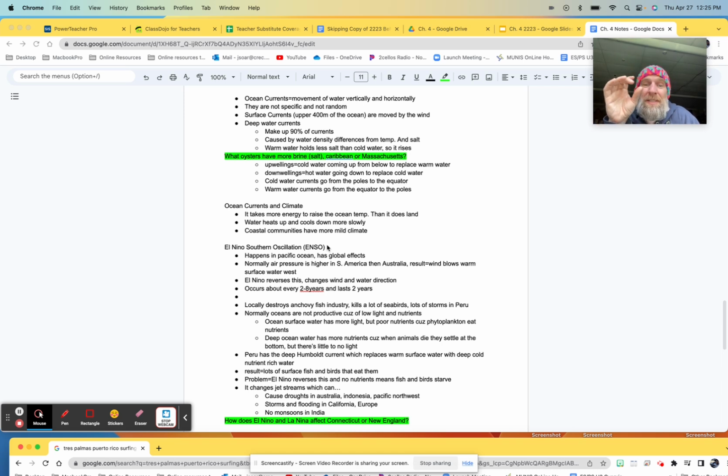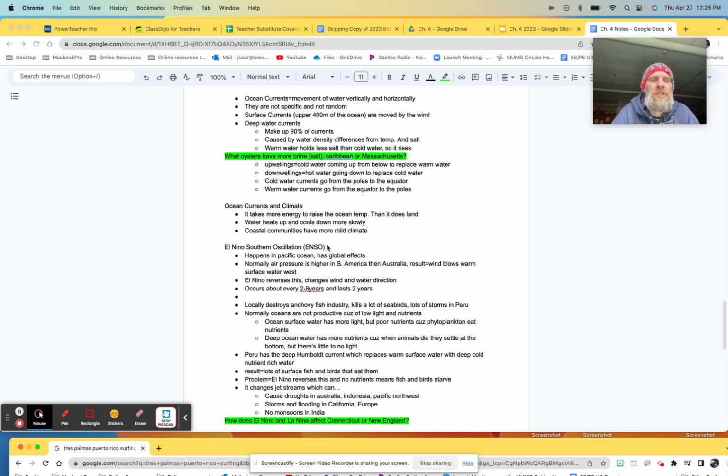El Nino is basically where the wind and water direction changes, and it tends to go more east to west. This occurs every 2 to 8 years and lasts about 2 years for El Nino. This locally destroys the anchovy fish industry, and it kills a lot of seabirds, and there are lots of storms in Peru. Why? We'll get into why it's so rich there for anchovies in Peru in a second. But obviously, when warmer water comes in, that affects the fish, less food for seabirds. Seabirds come down with a bad case of dead. Also, that warmer weather that comes in tends to bring storms with it. So Peru really gets nailed with some big time rain events.